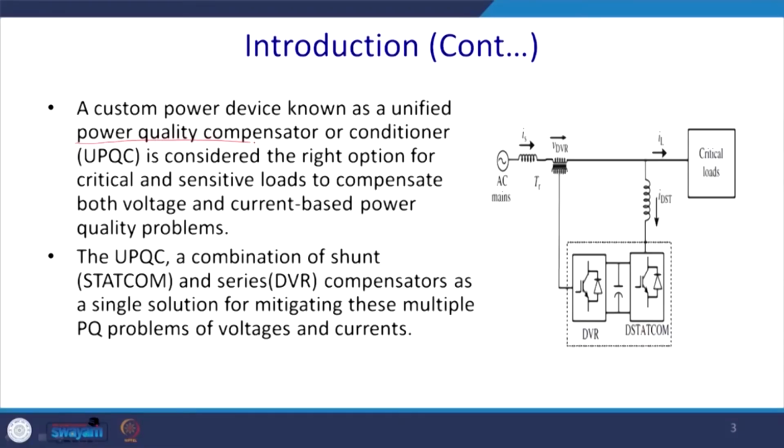So a custom power device, like the unified power quality conditioner, or sometimes we also say compensator, is considered the right option. It is sometimes called the band-aid option. So you put it where it bleeds most. This is for critical and sensitive loads, to compensate both voltage and current based power quality problems.